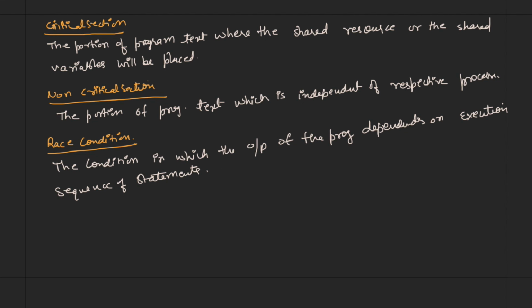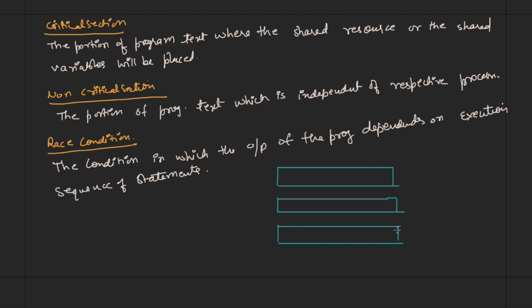Let me explain it this way. Assume in a program we have three sections. Number one is a non-critical section, the second one is the critical section, and the third one is again a non-critical section. Now what is this critical section? It is a section of the program which contains the shared variable.